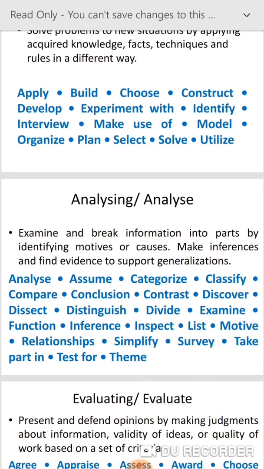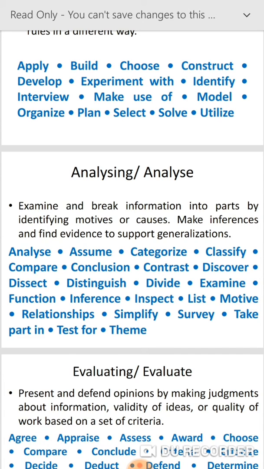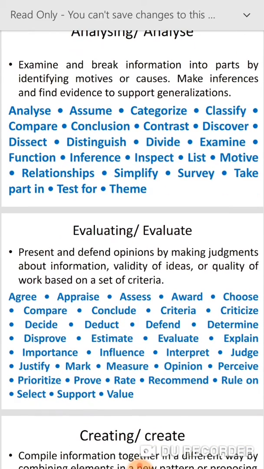And the next one is analyze. After apply, the higher order is analyze. Analyze means examine and break information into parts by identifying motives or causes, make inferences, and find evidence to support generalization. Analyze, resume, categorize, classify, and compare. All these are coming as specific processes. Synthesis was there in Bloom's taxonomy. Now synthesis has gone. Synthesis has been removed from the list by Anderson, and evaluating comes as the second last.